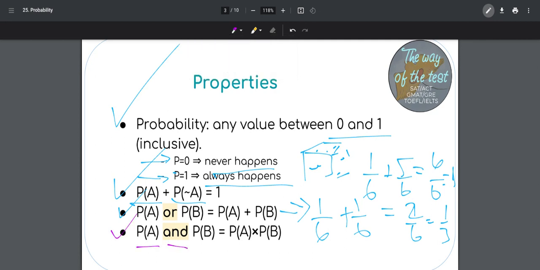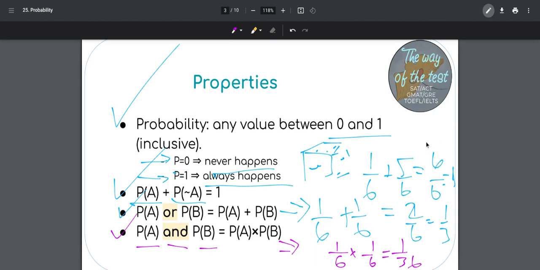Now let's see probability of A and probability of B, which means I want two things to happen at the same time. In this case, this happens if I have two dice. So probability of getting a 2 is 1/6. Probability of getting a 3 is 1/6. So the probability of getting a 2 and a 3 at the same time will be 1/36.